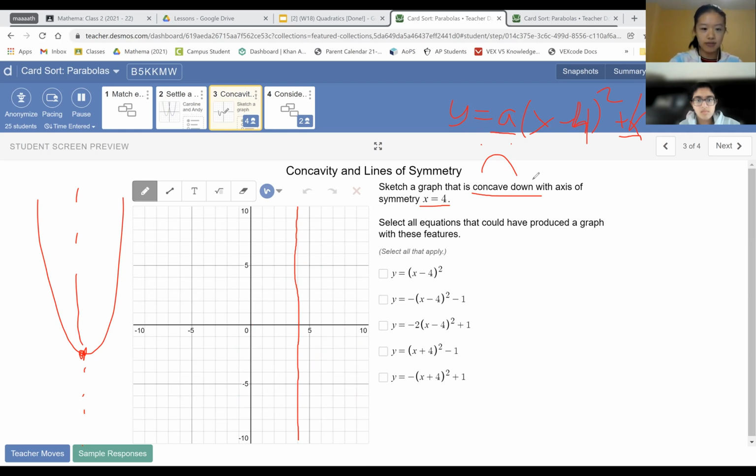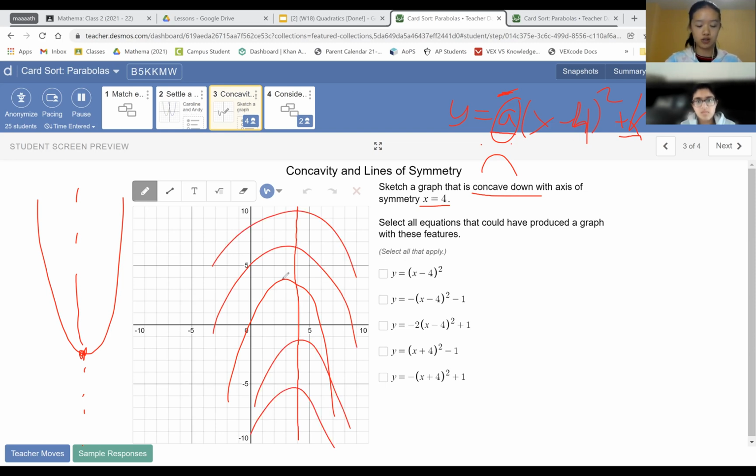And since we want a graph that's concave down, that means that this a value has to be negative. And that's all the criteria we need. We actually don't need to worry about this k value because it won't change anything. It will just shift the graph up or down. But all of those graphs would satisfy this criteria.